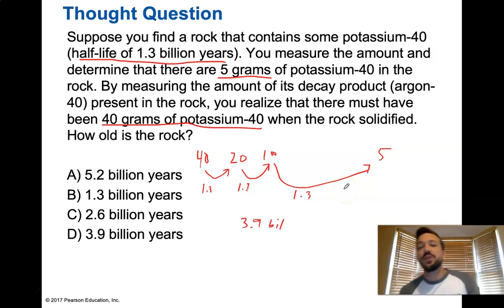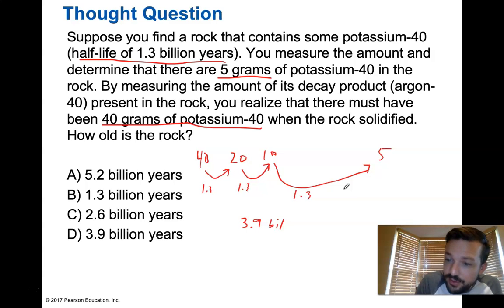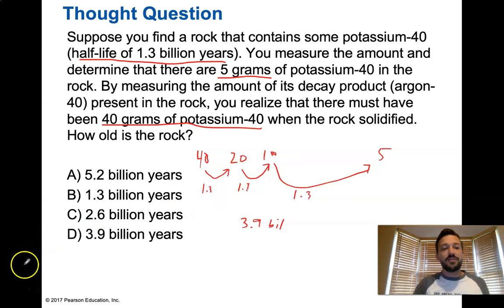Okay, so that's how you use half-lives. And that's how we determine how old different things are. By looking at isotopes, looking at how long it takes for half of them to decay into other particles, and we use that in science. I hope you enjoy learning about half-lives. That's all of Chapter 8.